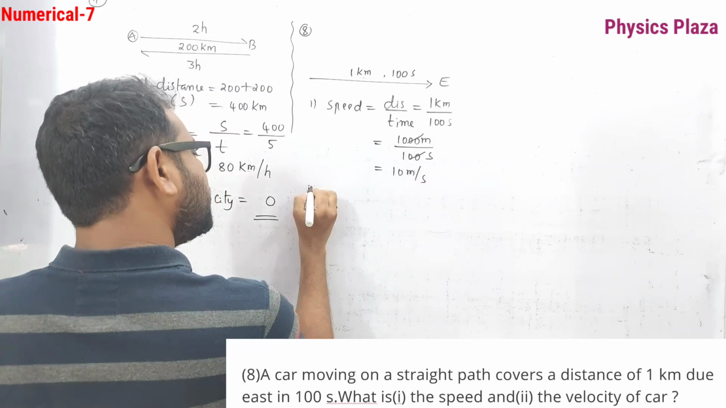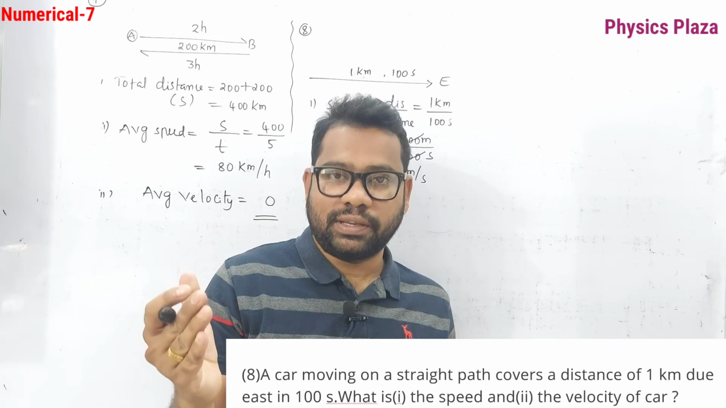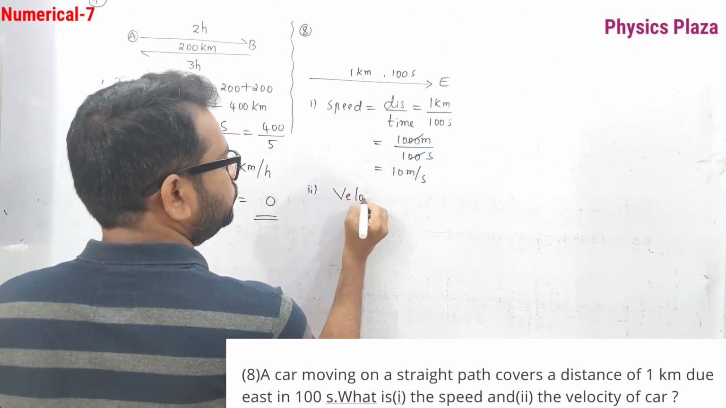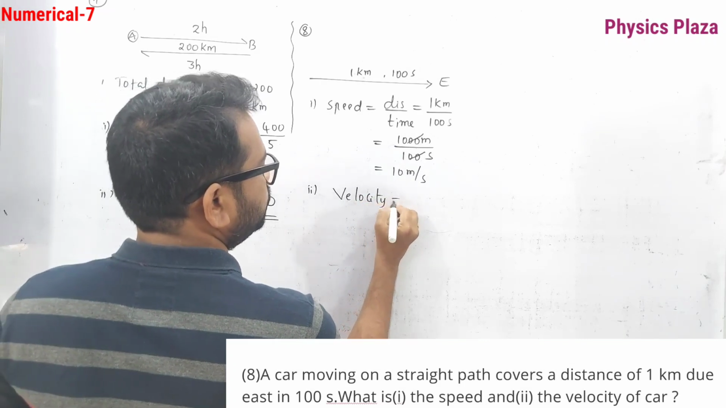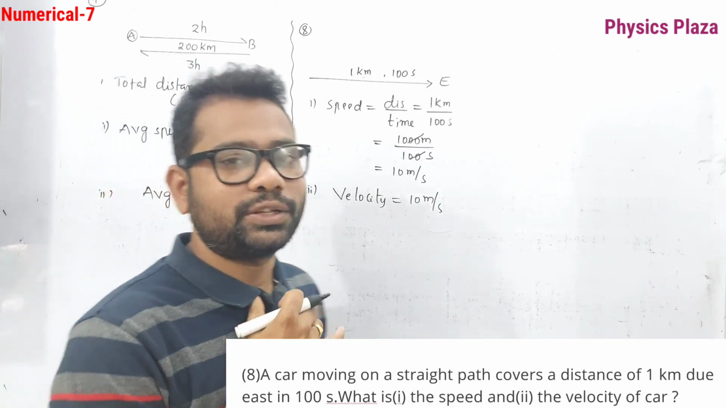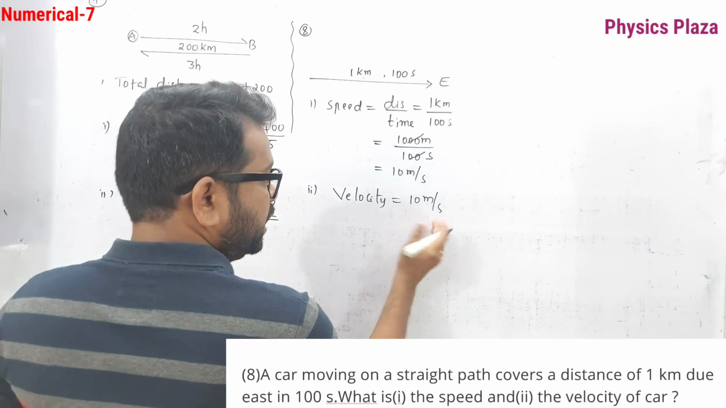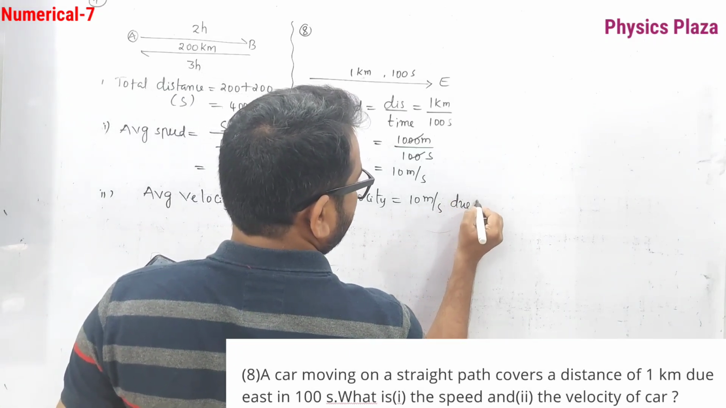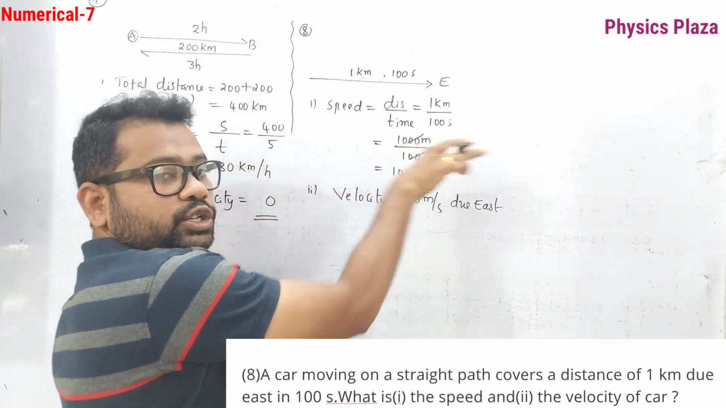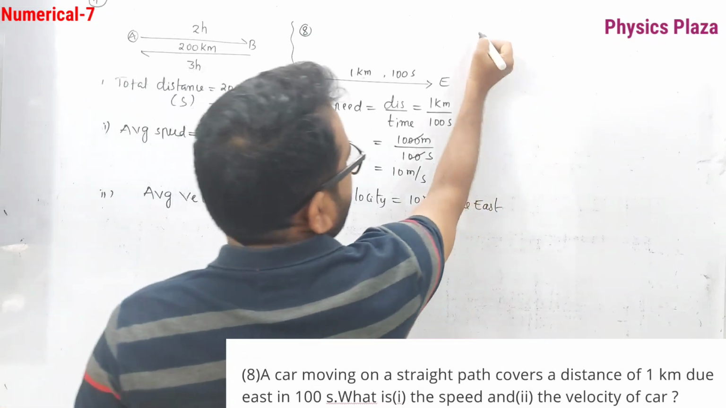But children, how to calculate the velocity? The magnitude of the speed and the magnitude of the velocity is the same. So velocity is equal to 10 meter per second only. Then you may get a doubt: sir, what makes the difference here? Children, as velocity is a vector quantity, we should give a direction. So 10 meter per second due east. The direction of velocity is in the direction of east only. That is what we have to write. Okay, now fine. Next.